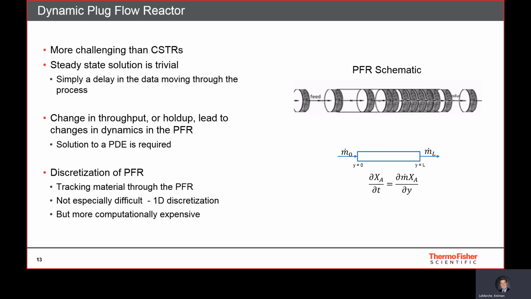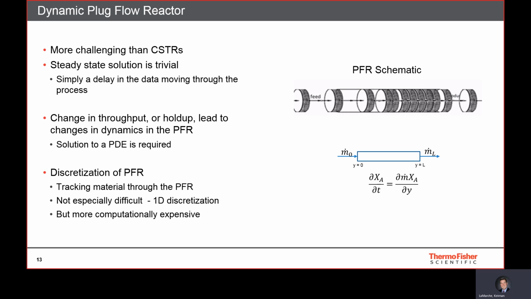So the dynamic form of the mass balance for a plug flow reactor is a partial differential equation. This defines the concentration as a function of both time and position within the plug flow reactor. The PDE can be solved by discretization and tracking materials that pass through the plug flow reactor. This is not especially difficult. It's only a 1D discretization. It does mean that we're now modeling the interactions within the plug flow reactor itself with some fairly safe assumptions.